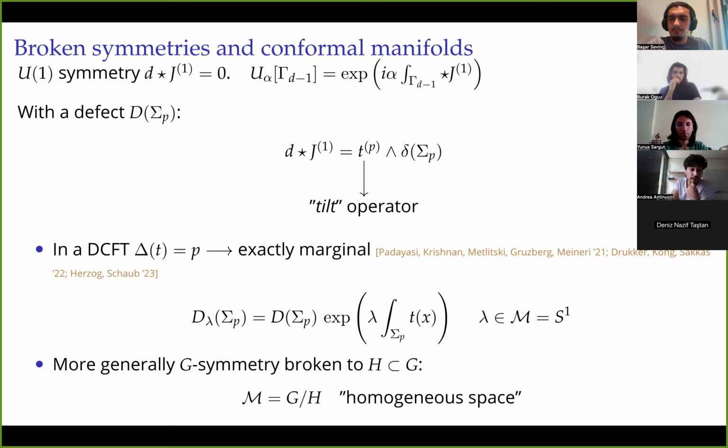Even more generally, if you have a continuous global symmetry G broken down to some subgroup H, this conformal manifold of defects is the following homogeneous space, just G mod H. Okay?